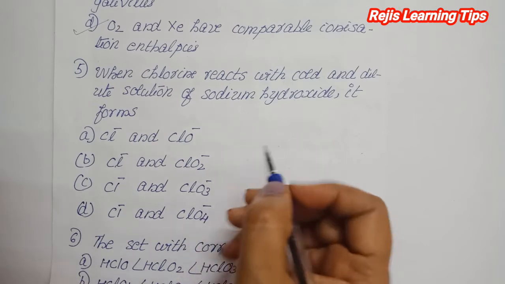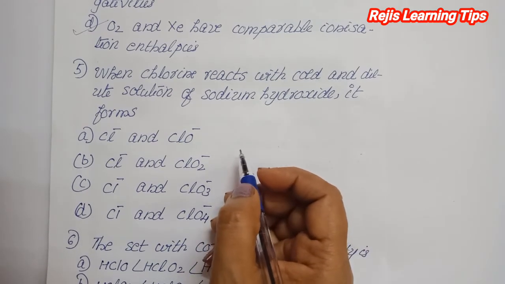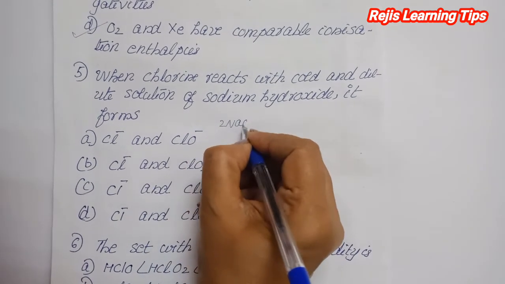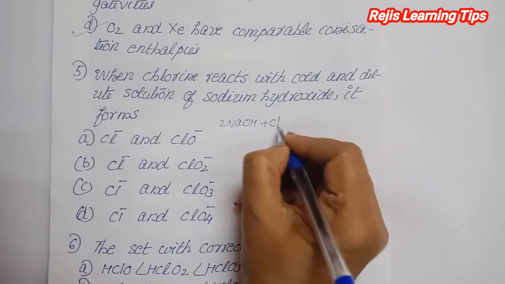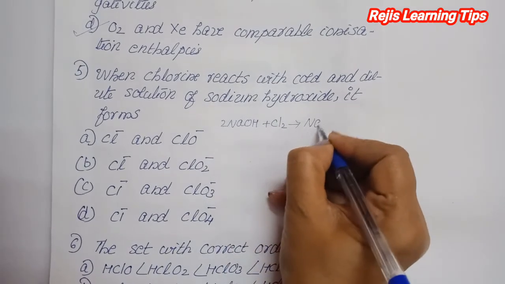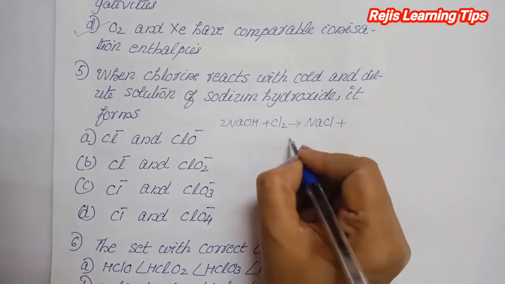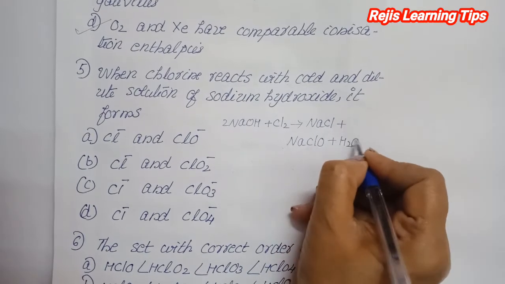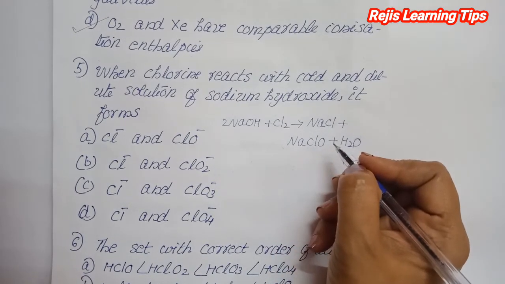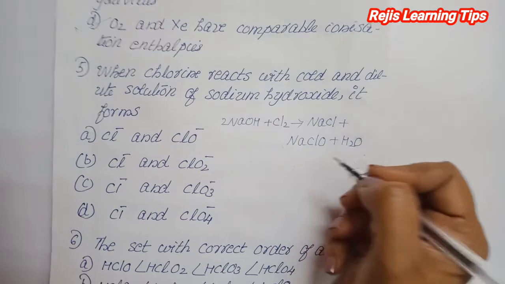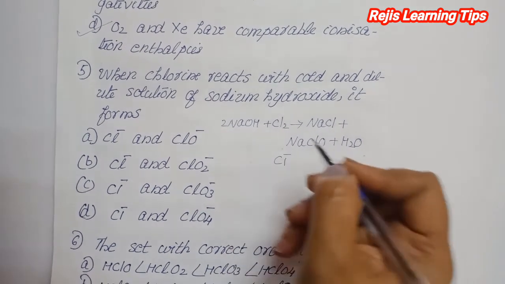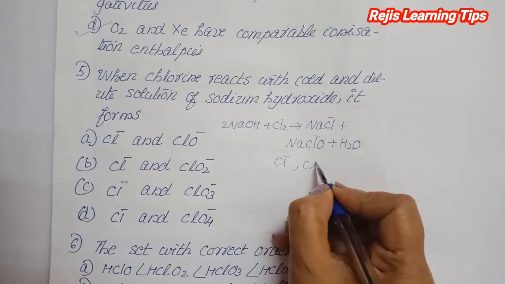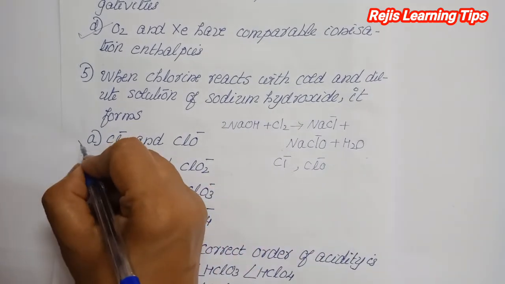When chlorine reacts with the cold dilute solution of sodium hydroxide, the following reaction takes place. 2NaOH plus Cl2 gives NaCl plus NaClO plus H2O. Here the products are Cl minus and ClO minus. Hence the products are Cl minus and ClO minus. So our option is A.